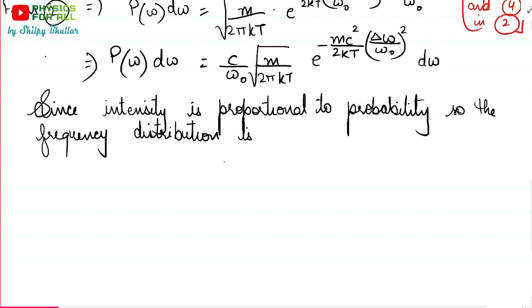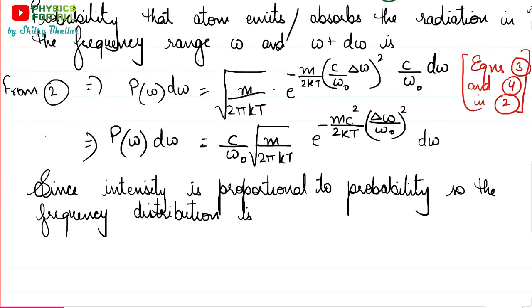We know intensity is proportional to the square of amplitude, but intensity is also proportional to probability, though we don't have any exact relation for that. It's a natural thing that intensity is proportional to the probability that we have obtained here. More the probability for a particular atom, since here we are talking of the probability that an atom would emit or absorb the radiation in the frequency range ω and ω + dω, the intensity would also be more. We would expect more atoms to emit or absorb the radiation in that particular range. So that's why they are proportional to each other.